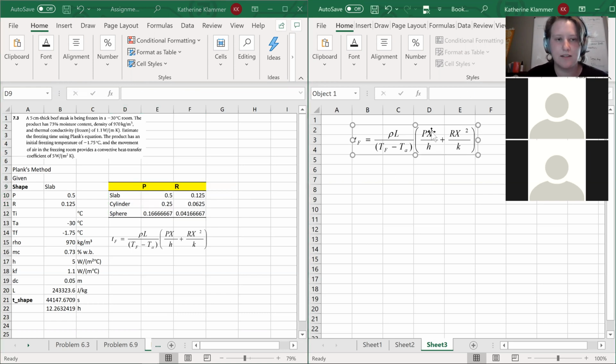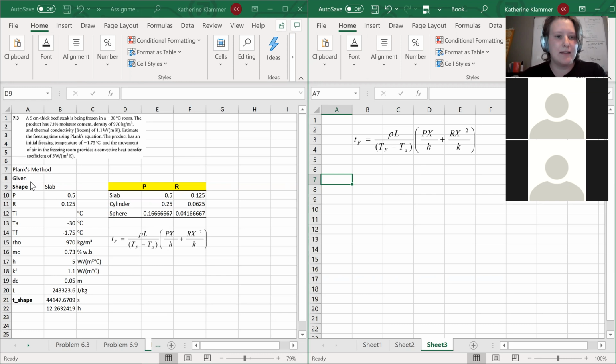X in this situation is the distance, I think, right? Yeah, 5 centimeters. H is the convective heat transfer, and K is the thermal conductivity of the frozen product. So basically, you can just plug and chug these. With L, the latent heat does depend on the moisture content.